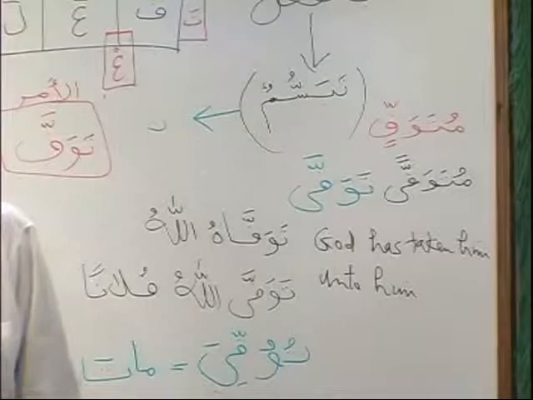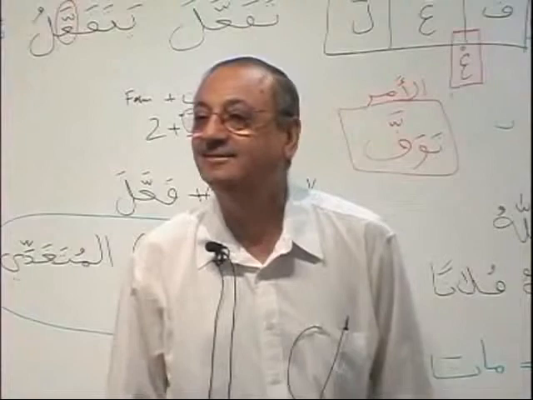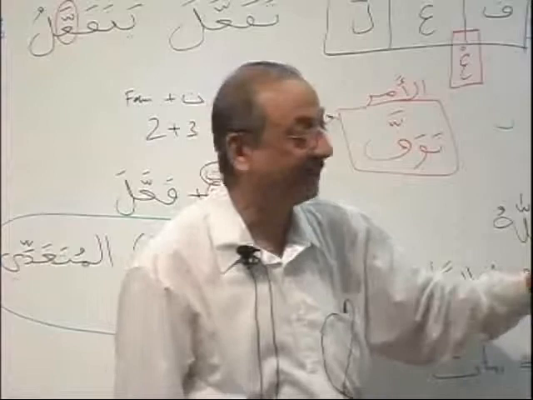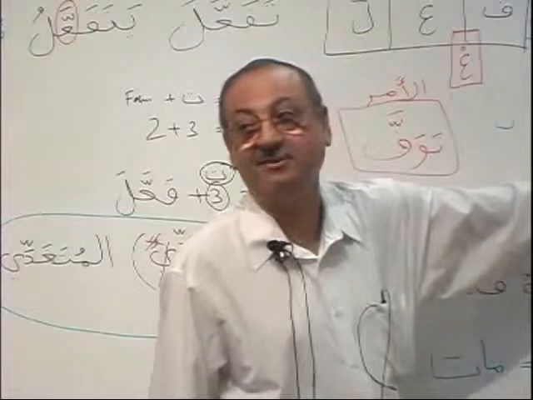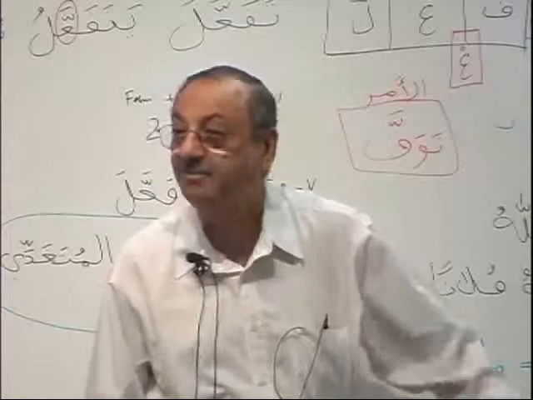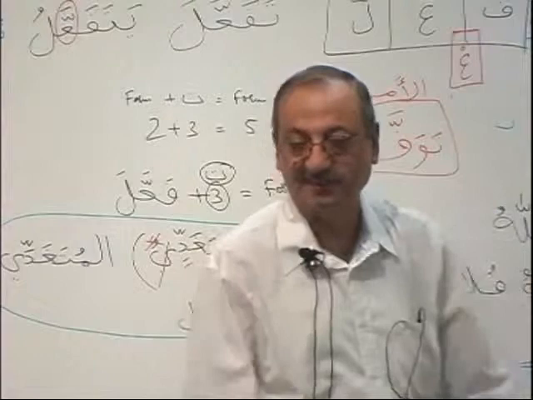Mutawaffi is only Allah subhanahu wa ta'ala. A person who died will be called mutawaffa. See, how easily a mistake can be made without knowing that a person is making a mistake? And the meaning will be completely different. Mutawaffin is Allah subhanahu wa ta'ala. Mutawaffa, or we say mutawaffan, but usually we say mutawaffa, and that is the person who passed away. The dead person. Mutawaffa is the dead person. Are you with me? Remember this, brothers and sisters.